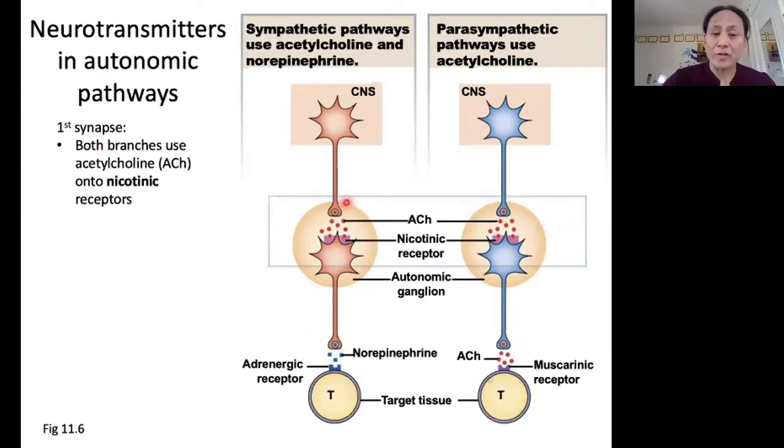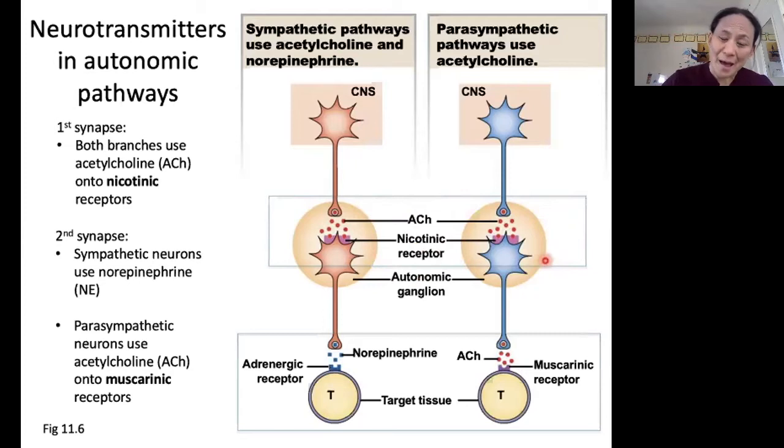Looking at that first synapse, the one in the autonomic ganglion, between the preganglionic neuron and the postganglionic neuron, we have the same neurotransmitter and the same type of receptor being used by both the sympathetic and the parasympathetic nervous systems. In both, we have acetylcholine acting as our neurotransmitter. That acetylcholine is going to bind to nicotinic receptors on the postganglionic neuron.